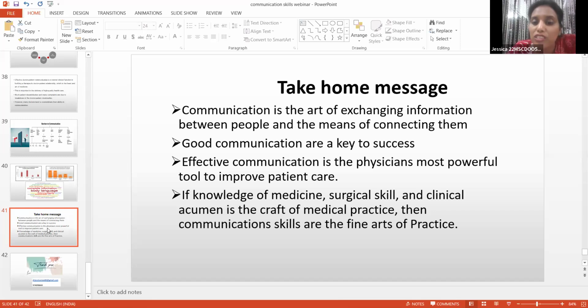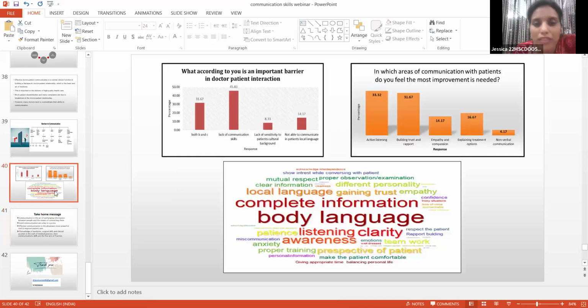Effective communication is the physician's most powerful tool to improve patient care. And finally, I would like to emphasize, if knowledge of medicine, surgical skill, and clinical acumen are the craft of medical practice, then communication skills are the fine arts of practice. So this is something which we really need to take home. And if I have 2 more minutes, I would just like to go through the slides.